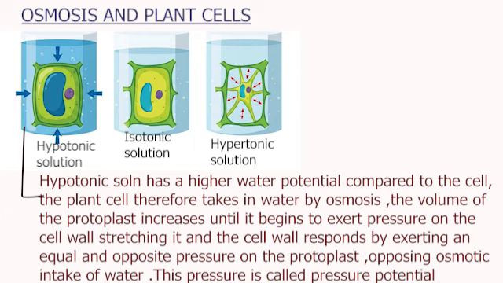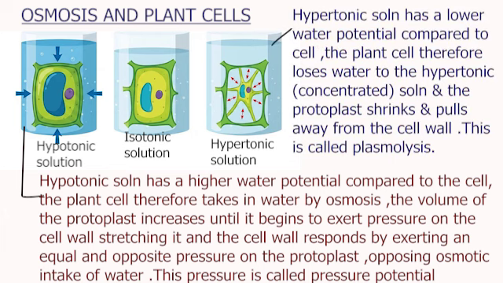When a plant cell is put in an isotonic solution, there's no change because they both have the same water potential, so there's no net movement of water. When a plant cell is put in a hypertonic solution, or a concentrated solution, the solution has a lower water potential compared to the cell, so the cell loses water to the solution. This causes the protoplast to shrink and start to pull away from the cell wall, and this is called plasmolysis. So the cell here is plasmolysed.